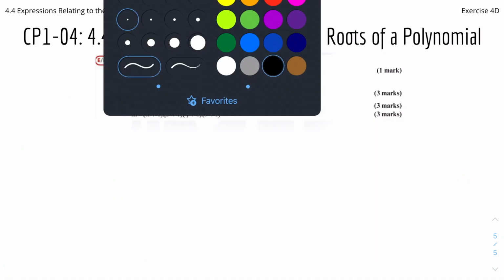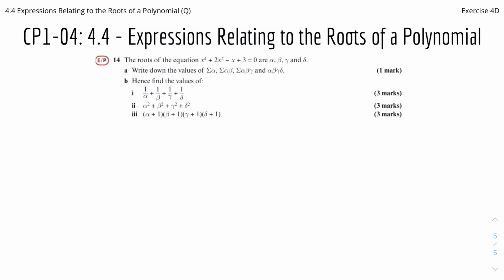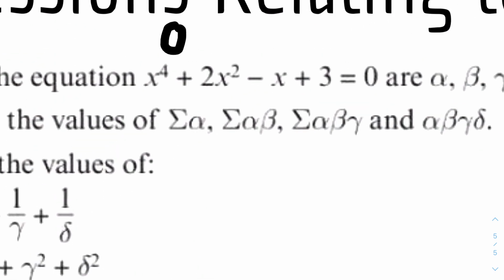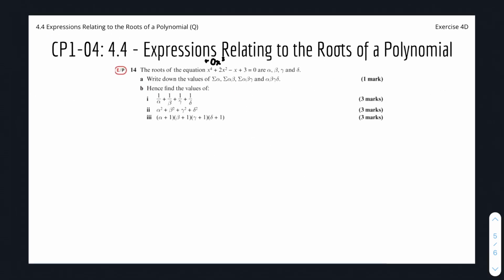And for the last question, the roots of the equation x to the power 4 plus 2x squared minus x plus 3 are alpha, beta, gamma, and delta. Write down the values of the sum of alpha, the sum of alpha beta, and alpha beta gamma delta. So this is really tricky, as you have to know that this is plus 0x cubed because there's an x cubed term missing there.